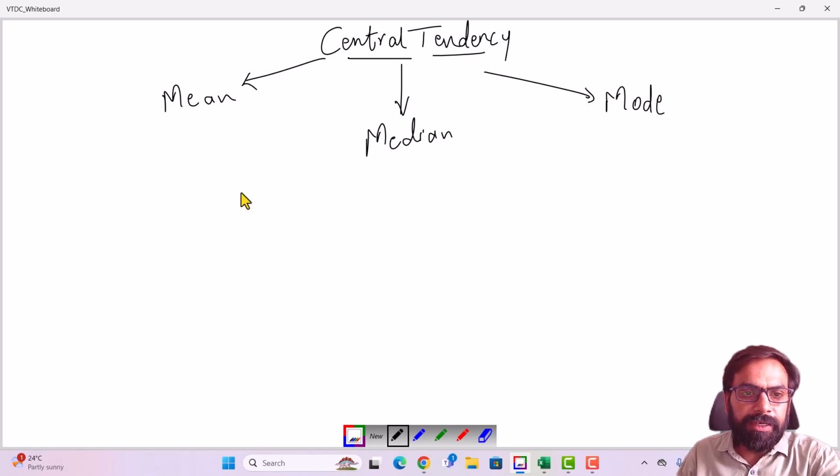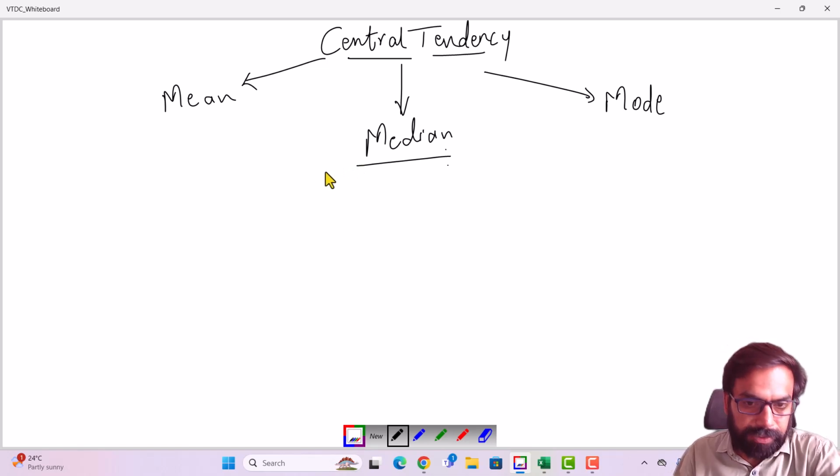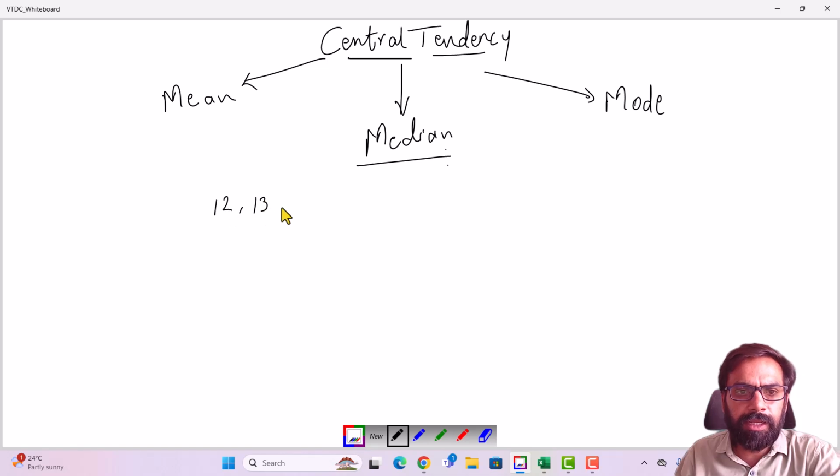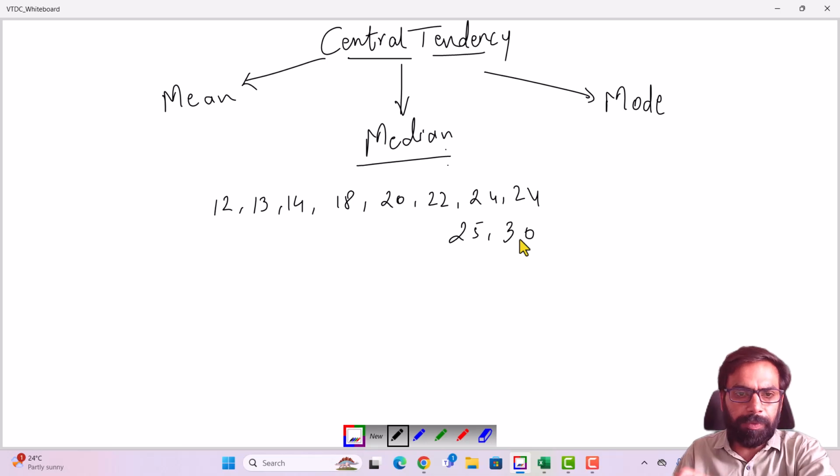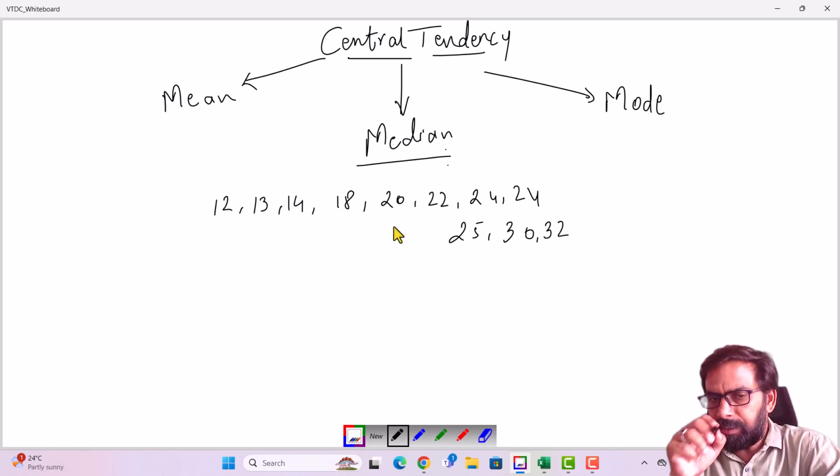Okay. Now, median is nothing but the central value of a data set when the values are arranged in ascending order. For example, if I take the same ages of all my students, if I recall, it was 12, 13, 14, then 18, then 20, then 22, then 24, 24, and let's say 25 and 30. If I recall it properly, right? So it'll be 1, 2, 3, 4, 5, 6, 7, 8, 9, 10. Let me make the number of quantities odd over here for a specific purpose.